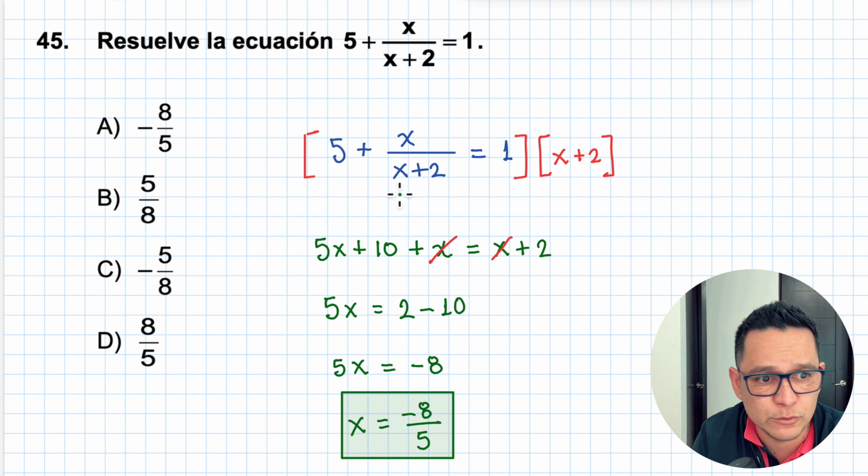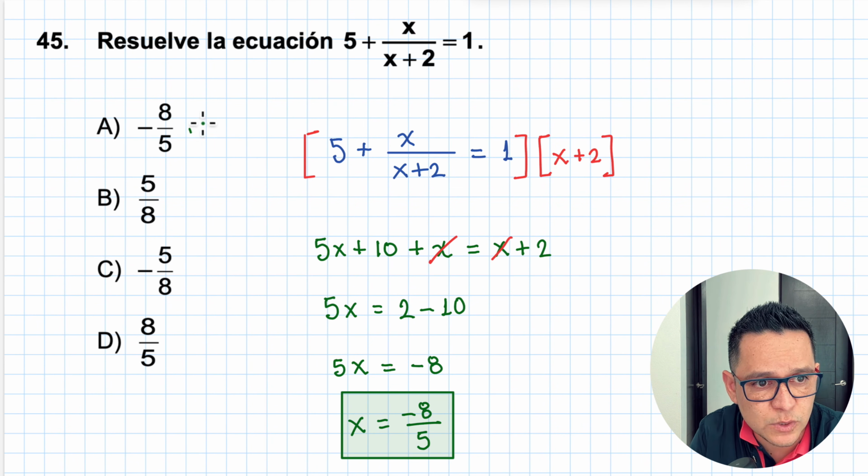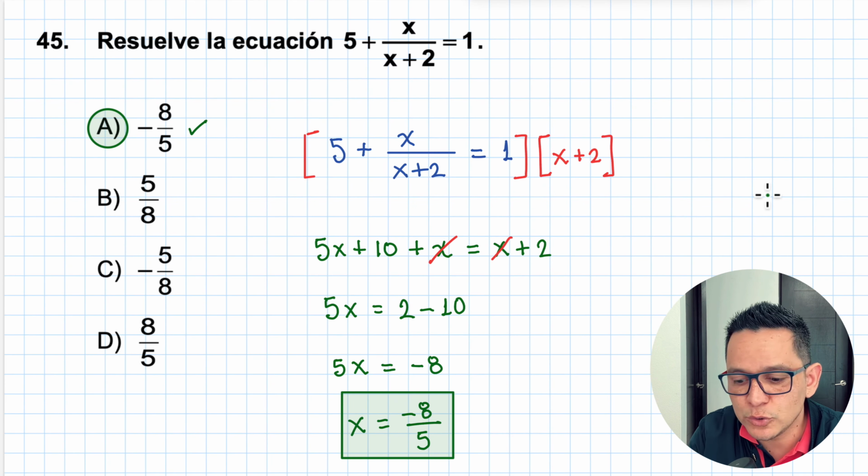X equals negative 8 over 5, where is that? Option A, right? X equals negative 8 over 5. That's perfect, all right? We're done. Let's move on to exercise number 46.